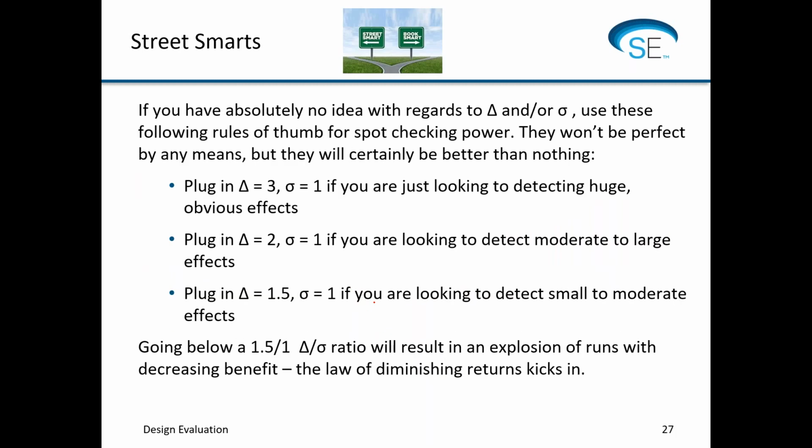And then finally, before we move on to the RSM section here, sometimes I get people that still say, even after I give them these suggestions, they still don't know what to do, or they still have no idea as to what delta or sigma they should be plugging in. These are kind of quote unquote the rules of the street that I came up with over the years. These are not perfect by any means, but I think it's still much better than doing absolutely nothing.